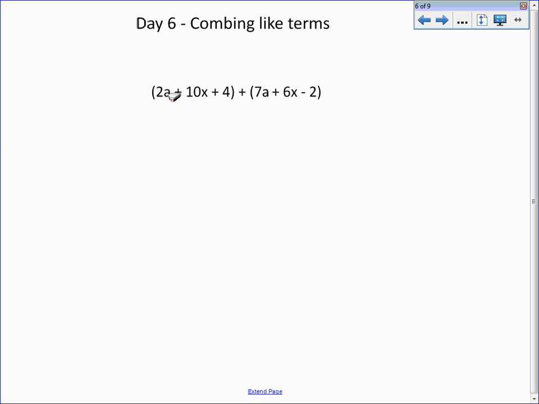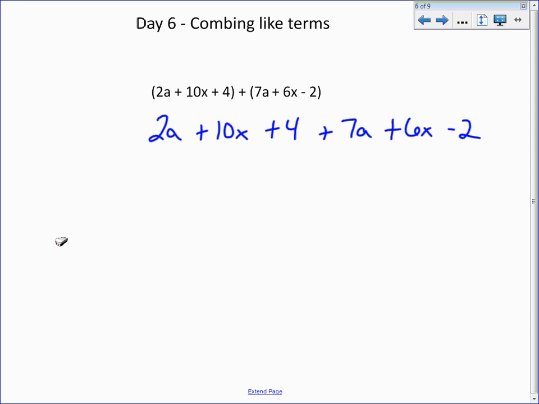In this equation, they're trying to play a little trick on us. They're trying to make it harder by throwing in these parentheses. But since everything's an addition or subtraction, we can just rewrite this without the parentheses. Because we have no multiplication or division, those parentheses aren't going to matter, and so it's just another way of writing or grouping it.